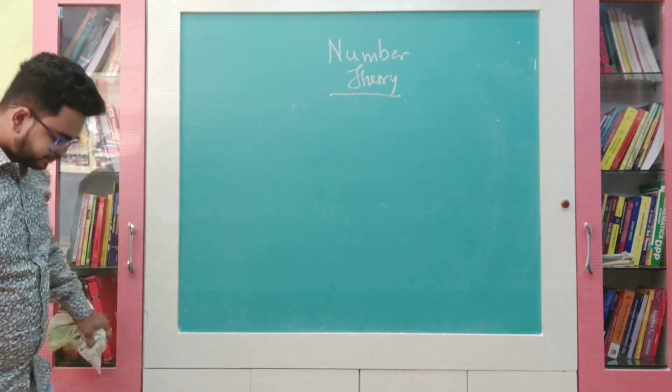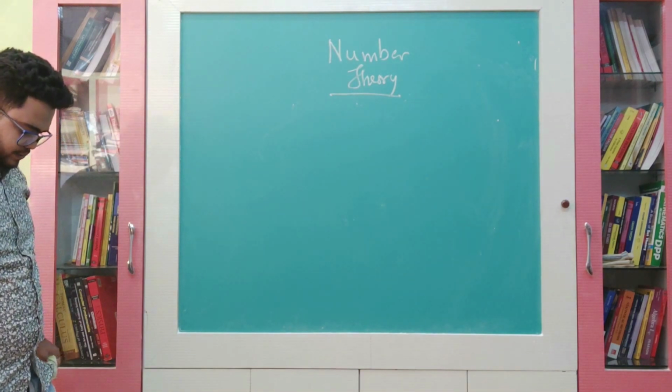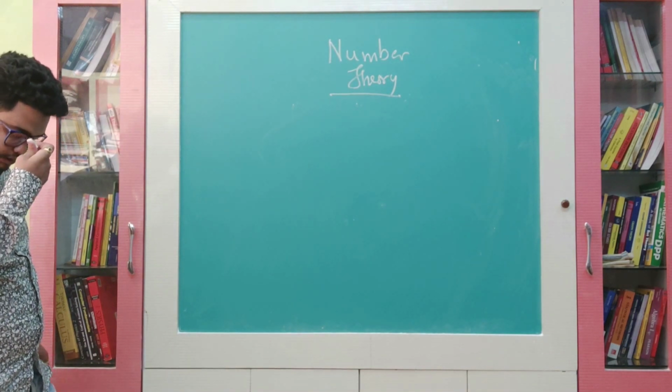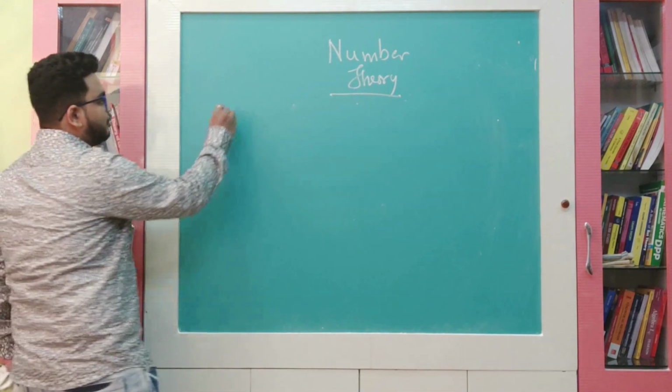Now, how to calculate the GCD of two numbers?